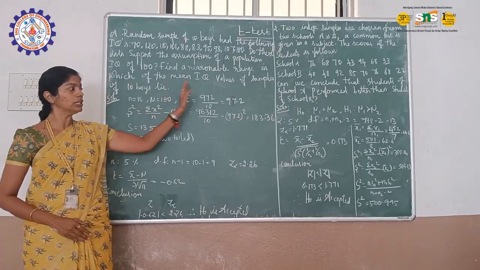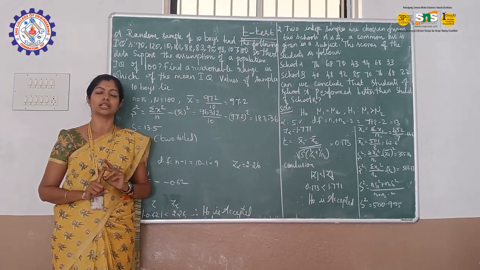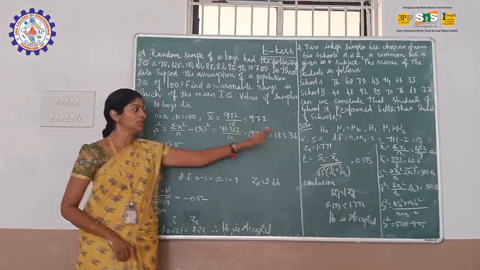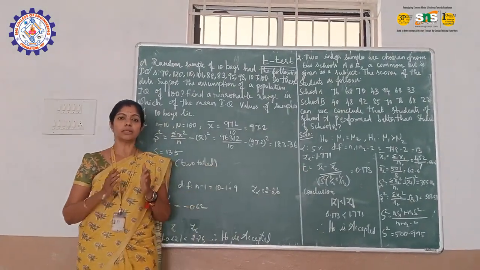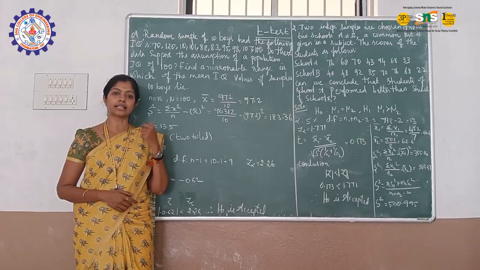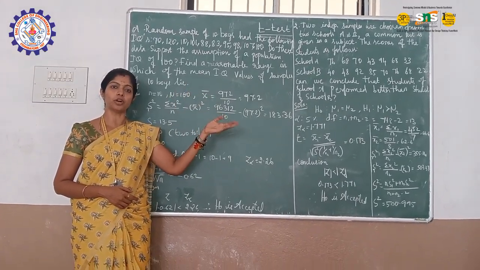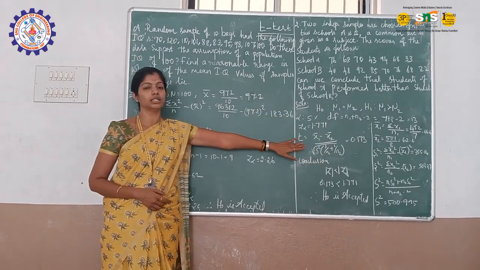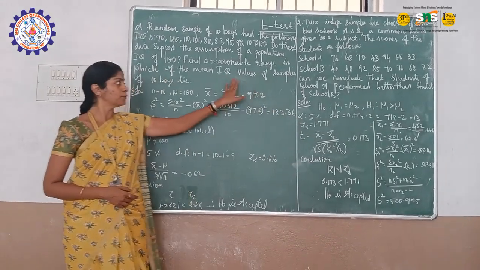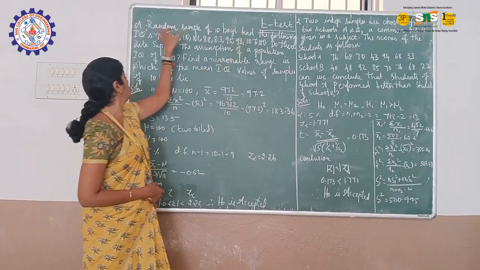First, before entering into this problem, we should know we are having two types in t-test. One is single mean, another one is double mean. That is, from the population, if you are taking only one sample, we have to take that as a single mean problem. If you are taking two samples from the population, we have to go for the difference of mean. The first problem is a random sample of 10 boys have the following IQs.